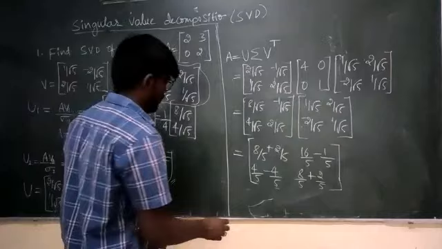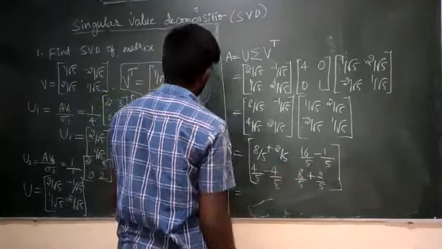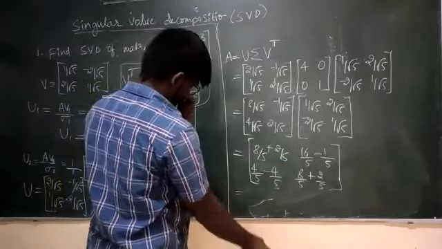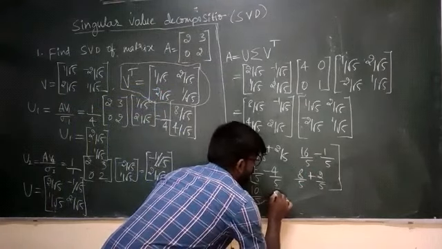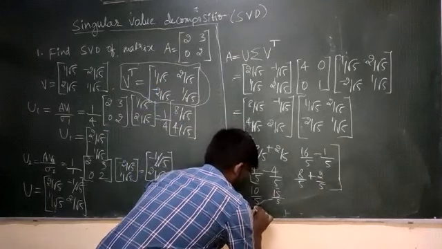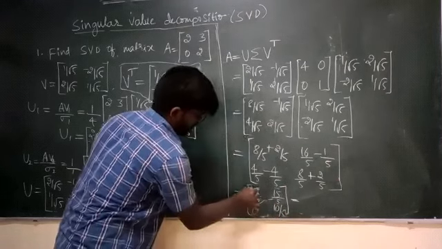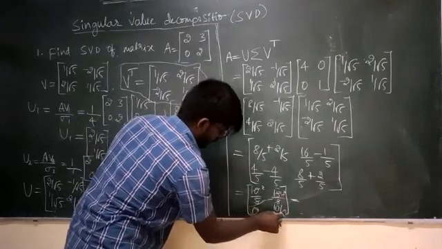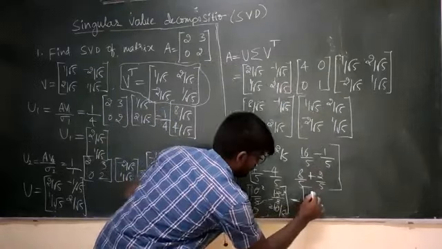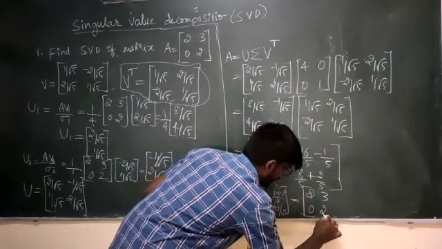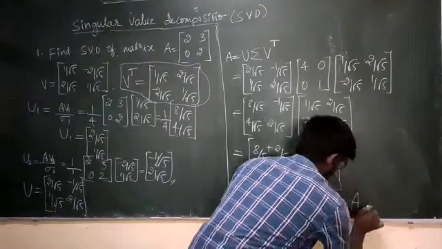Now 8 by 5 plus 2 by 5 is 10 by 5, 16 minus 1 is 15 by 5, and 4 minus 4 is 0, and 8 plus 2 is 10 by 5. Therefore, the reduced matrix is 2, 3, 0, 2. This is the same as the given matrix A.